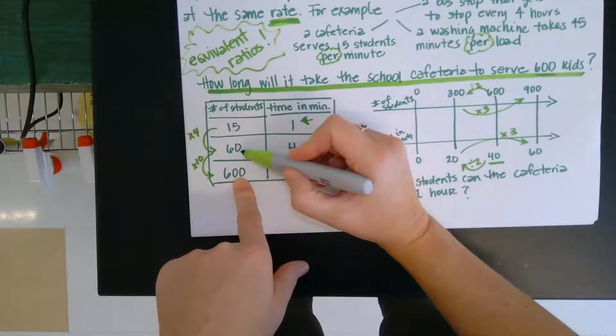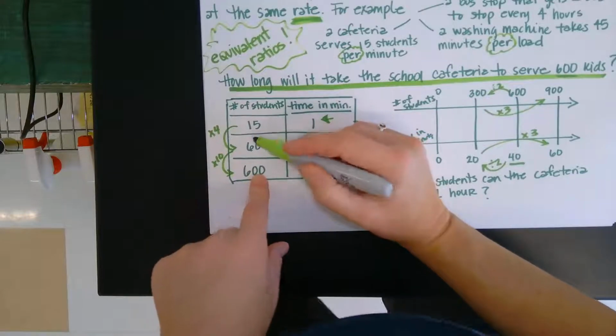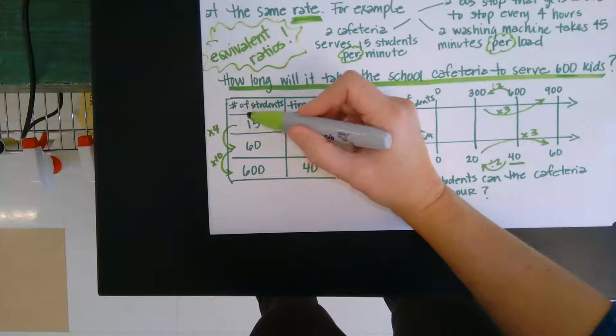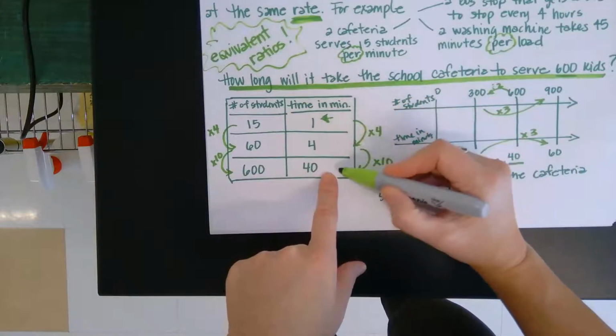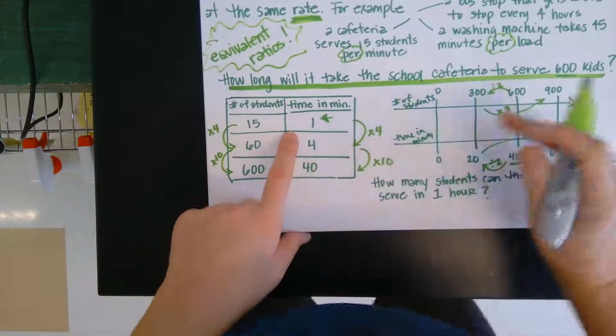You can see I took an intermediary step here to get to 60 before I got to 600, but you could do that. You could do 15 times 40 to get to 600, and then 1 times 40 to get to 40. So knowing this unit rate is going to be essential in this unit.